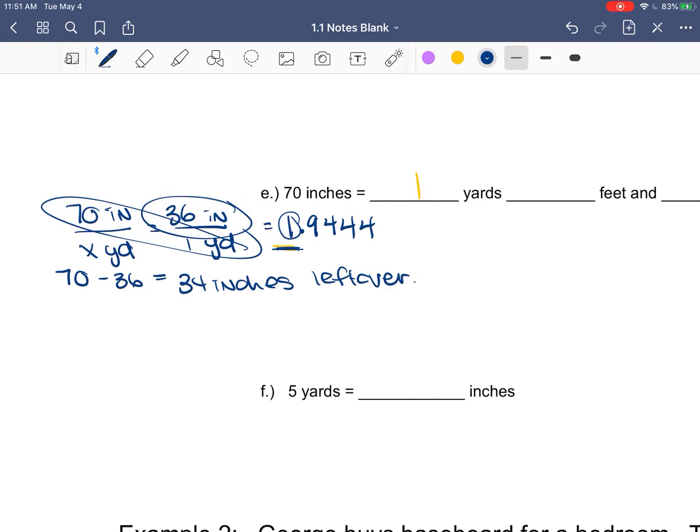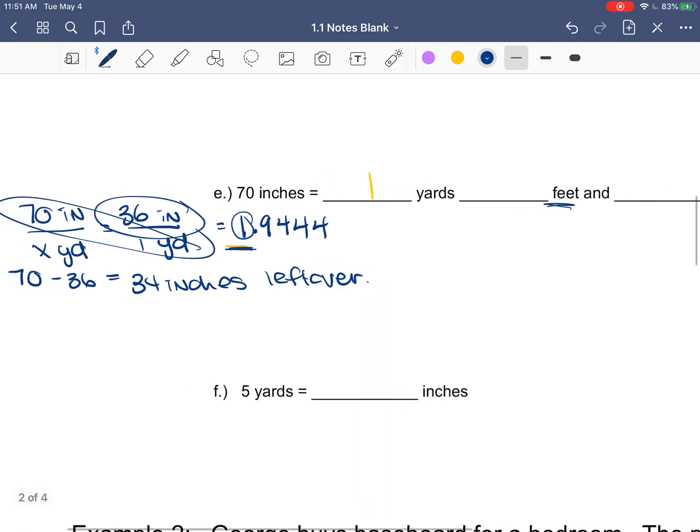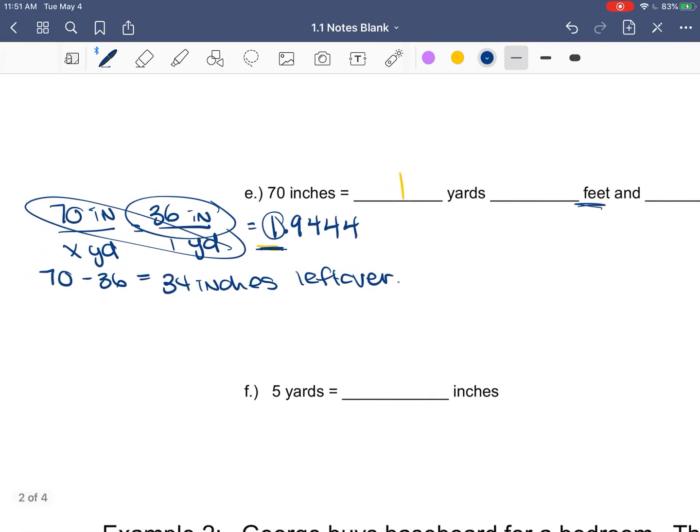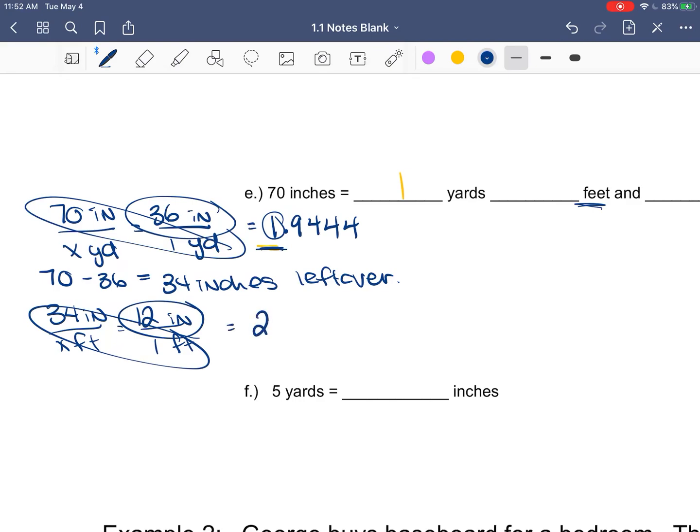Now we want to take our leftovers and go to our next biggest unit. So I have 34 inches and I want to know how many feet. In 1 foot, there are 12 inches. Multiply the pair, divide by the spare. So 34 divided by 12 is 2.8333 with infinite 3s. So this is saying we have 2 full feet in there.